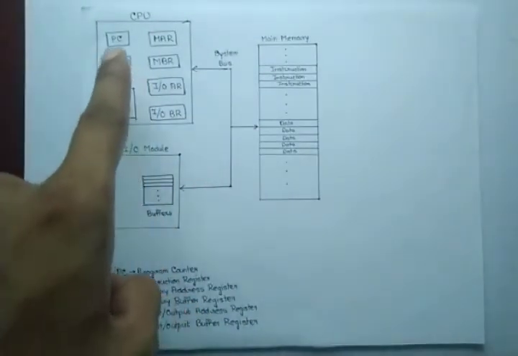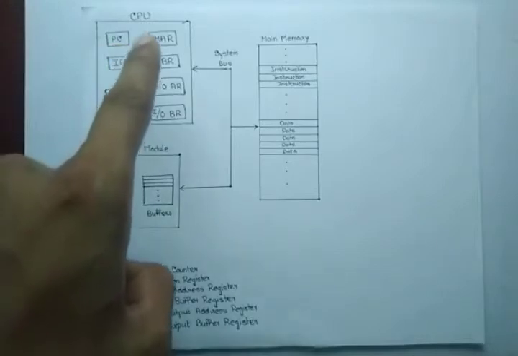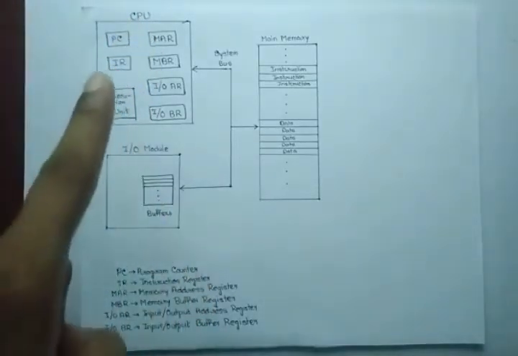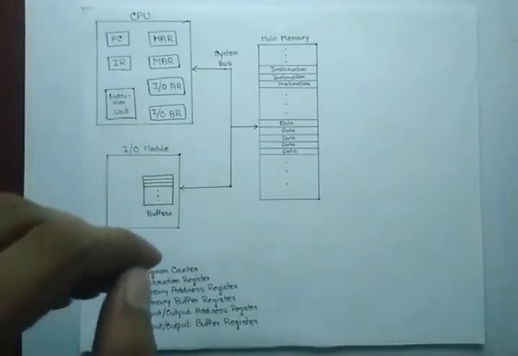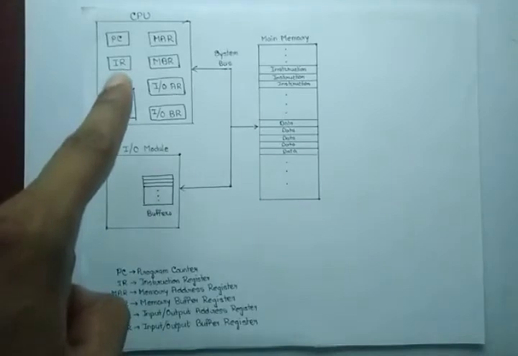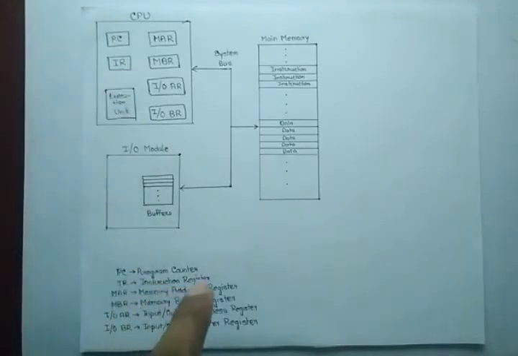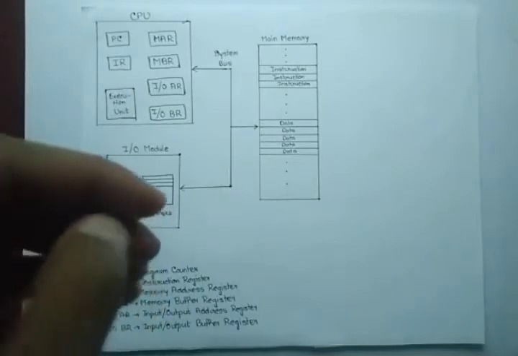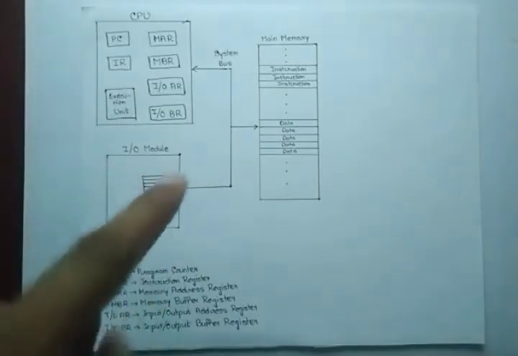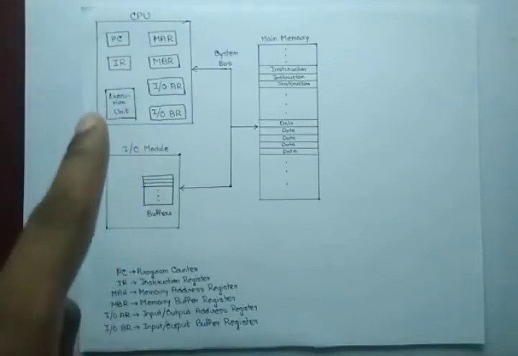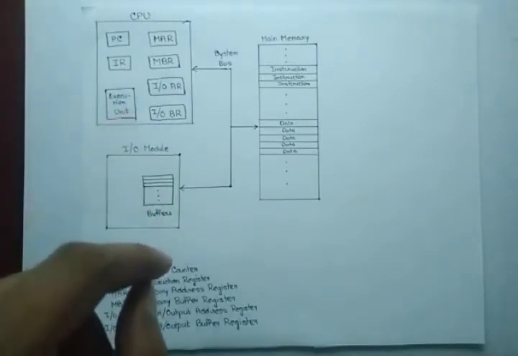So here we have the PC inside the CPU. The PC stands for program counter. This stores the next instruction which needs to be executed. Then we have the IR. It stands for instruction register. Now this stores the currently executing instruction. Then we have the execution unit. This unit is responsible for the execution of the instructions.